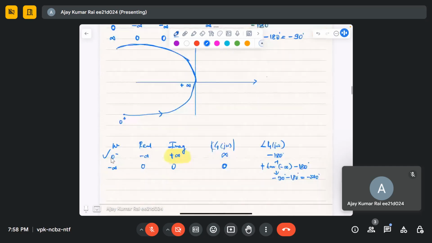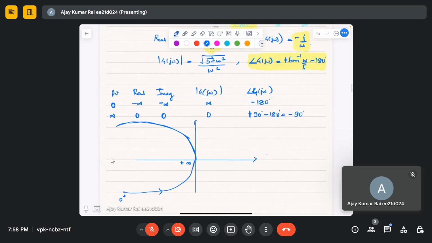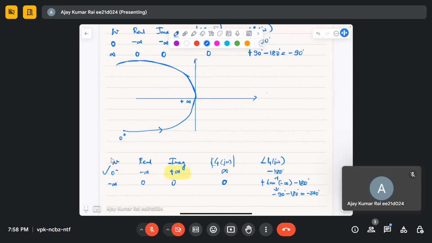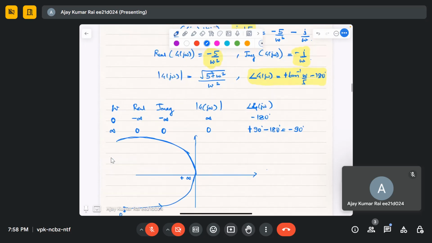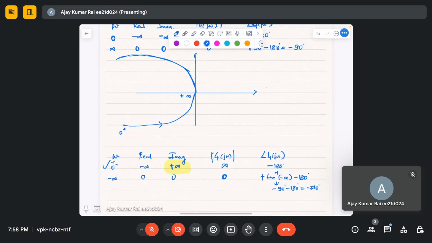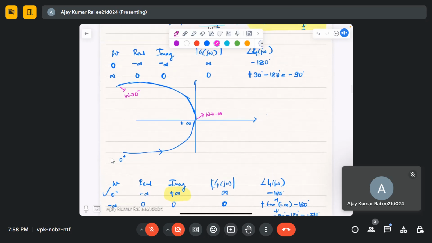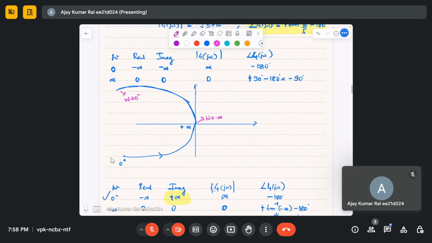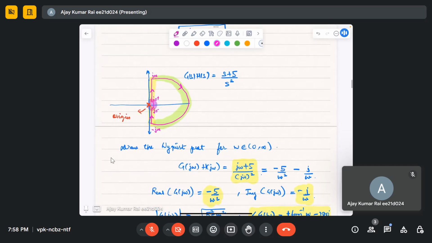If you calculate the angle, you're getting minus 180 degree. At omega equal to 0 minus, and at minus infinity you will get minus 270. So this point is for the negative frequency minus infinity, and this point is omega tending to 0 minus. Okay, this we have finished. So we have to complete this, right? So let's look at the contour. This is the closed contour.